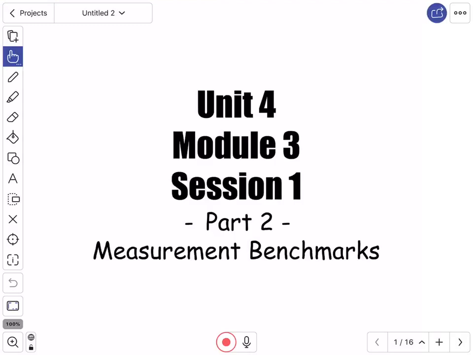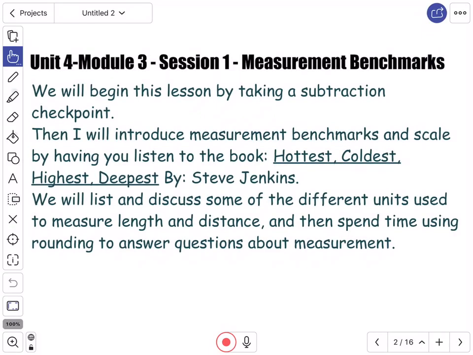Boys and girls, today we are going to talk about Unit 4, Module 3, Session 1, Part 2, and this part is called Measurement Benchmarks.